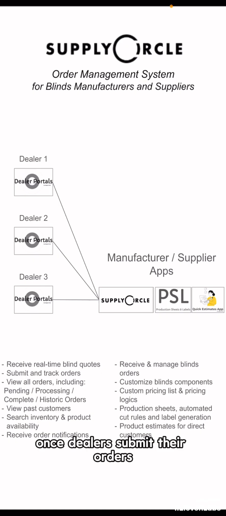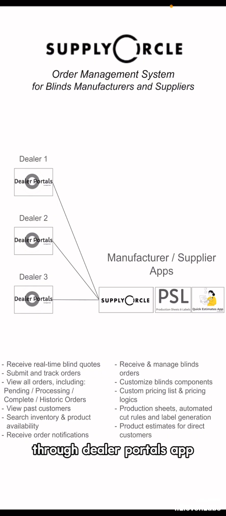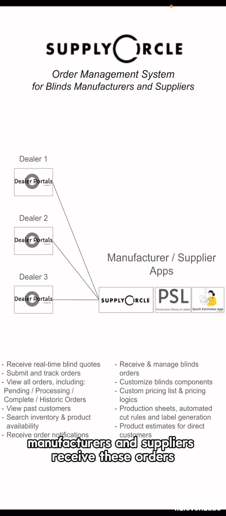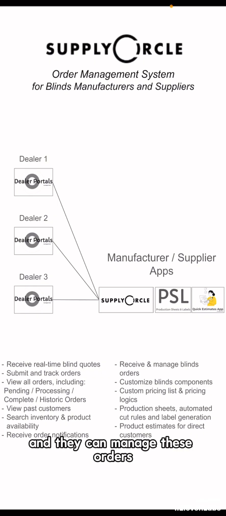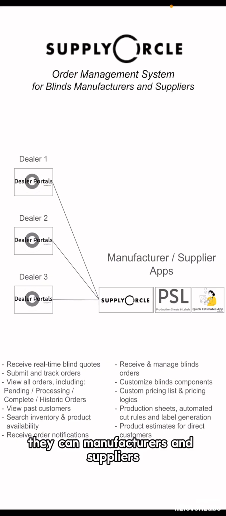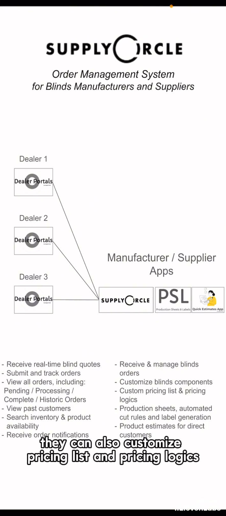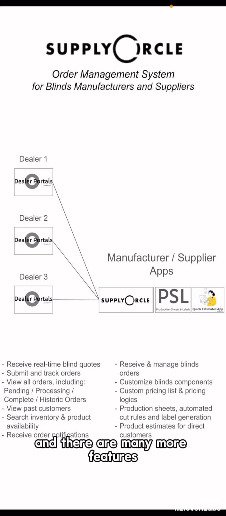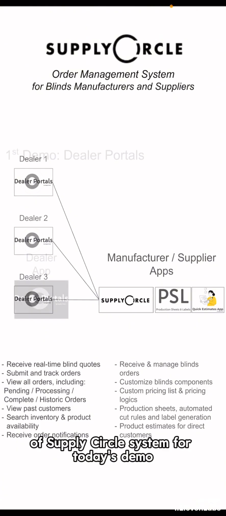Once dealers submit their orders through Dealer Portals app, manufacturers and suppliers receive these orders, and they can manage these orders through SupplyCircle app. Manufacturers and suppliers can also customize blinds components. They can also customize pricing list and pricing logics. And there are many more features available in the other apps of SupplyCircle system.